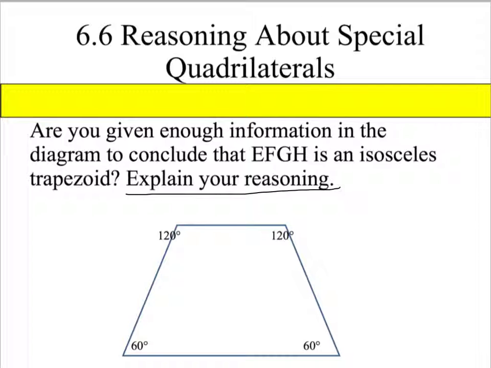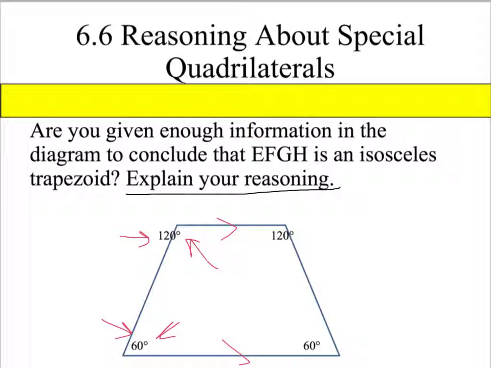So the very first thing, can we conclude that this is a trapezoid first and foremost? Yes. And the reason behind that is because we have 120 here, and we have 60 degrees here. What relationship do those two angles have together? They are supplementary. These are same side interior angles. When same side interior angles are supplementary, that means that these two bases here are going to be parallel. So first and foremost, is it a trapezoid? Yes. Now, is this an isosceles trapezoid?